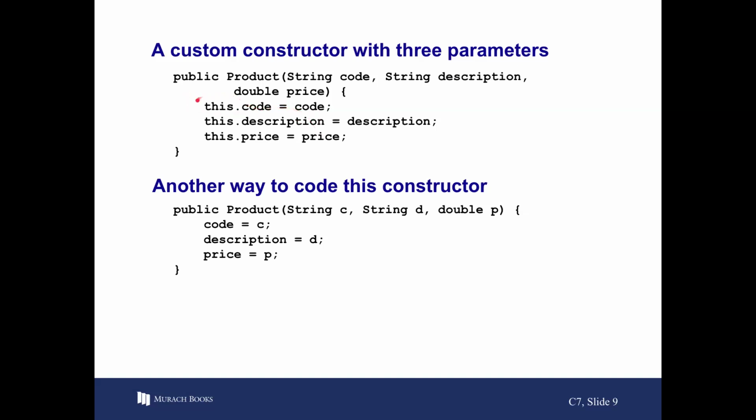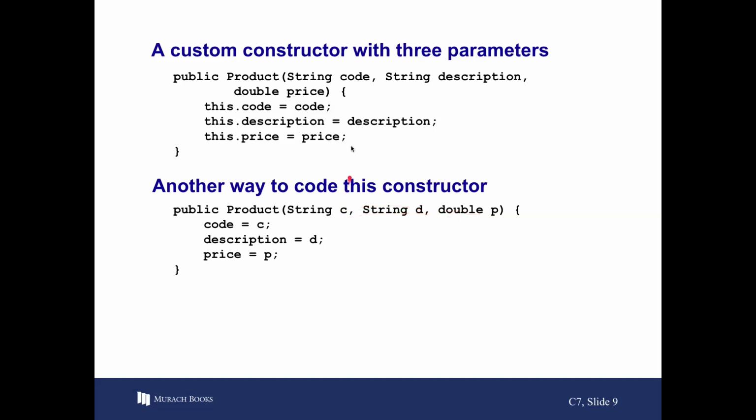When we use this dot here, this is a special notation because we have code defined here as a parameter, and we also have code defined as an instance level variable. We have to differentiate between those. So in this method, when we use just code by itself, we're using this parameter definition. When we use this dot code, we'll use the code that's defined up here outside as an instance level variable. Okay. You can also use other variable names here, C, D, and P, instead of code, description, and price.